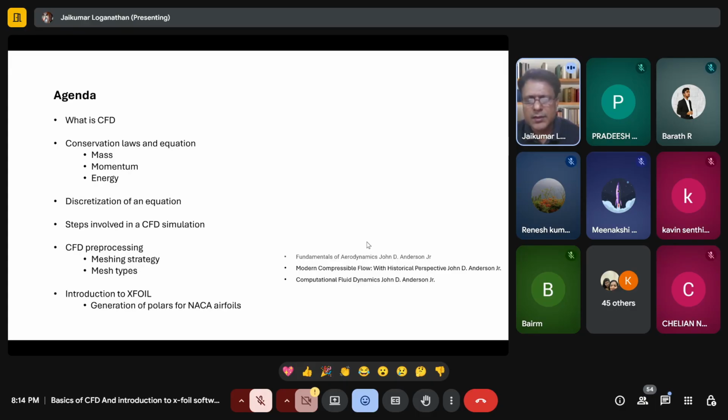In the coming lectures, we will discuss about the aspects of solvers, and we will also do a practical session on how to mesh an airfoil, how to solve it in a CFD solver, and how to look at the results and make sense out of it, right?